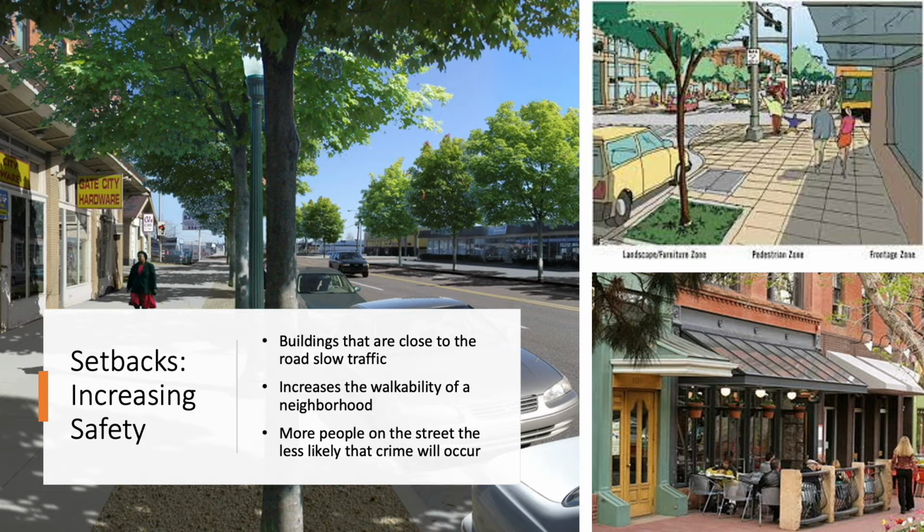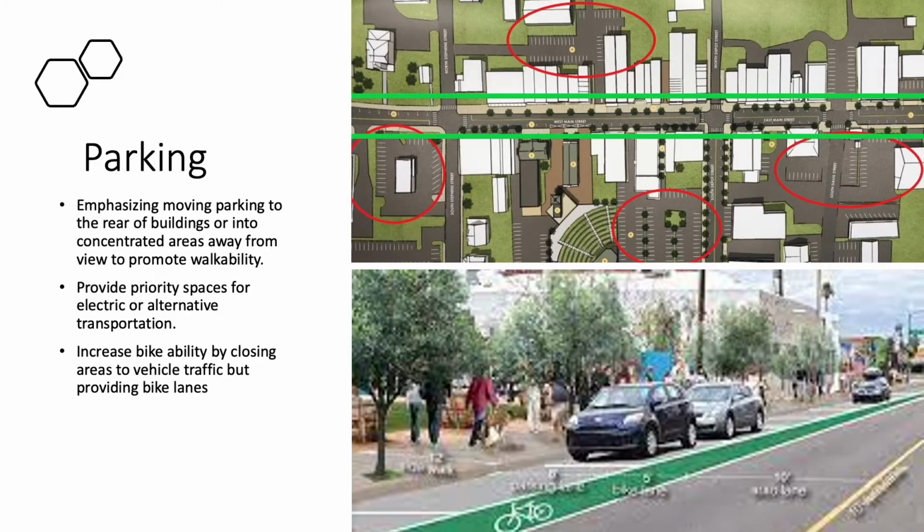When you have buildings this close to the road, you constantly have people watching who are able to see if people are driving badly or if crime is going to occur somewhere. It just gives people an overall feeling of safety, therefore making them more likely to walk around. And so the second thing we want to look at is parking.